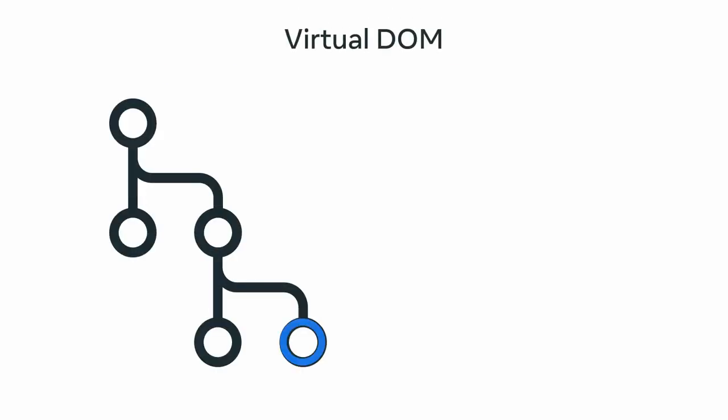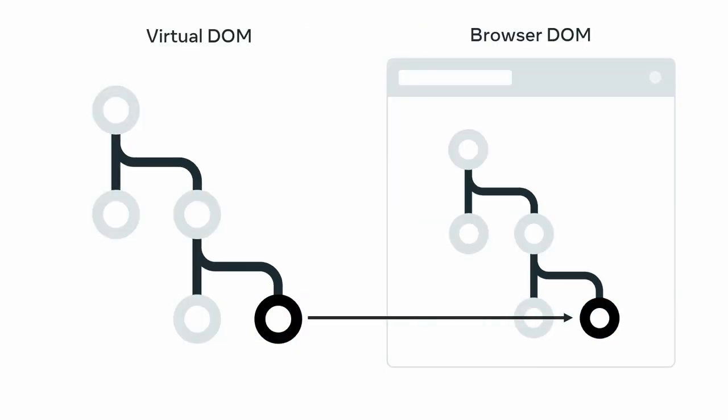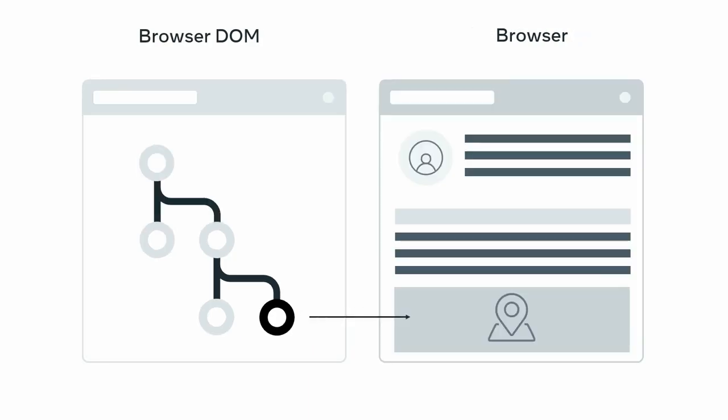Let's break down what happens when you update a component in React. Firstly, the virtual DOM is updated. Then React compares the virtual DOM to the previous version of the virtual DOM and determines which elements have changed. The changed elements, and only those elements, are updated in the browser DOM. Changes on the browser DOM cause the displayed web page to change.